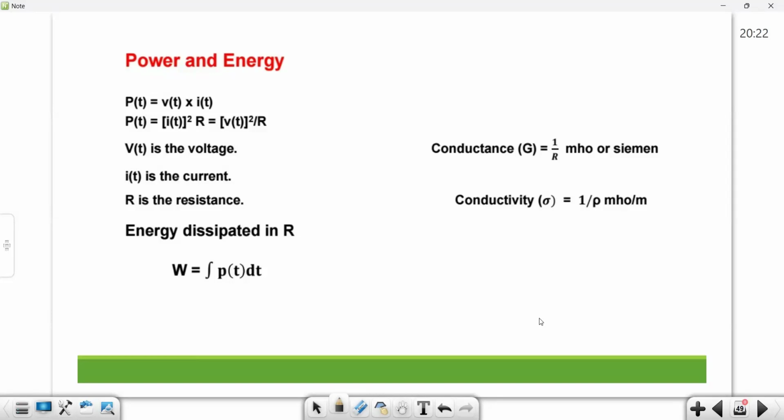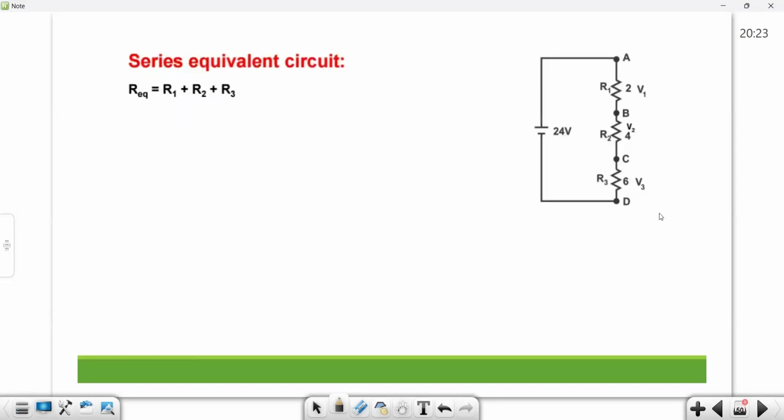Conductivity is equal to 1 by specific resistance, unit is mho per meter. Okay, these two also important for your state level exams, because based on this also they will be asking questions. They may ask the unit also. What will be the unit of conductance? What will be the unit of conductivity? If resistivity is given, how to find conductivity? All this.